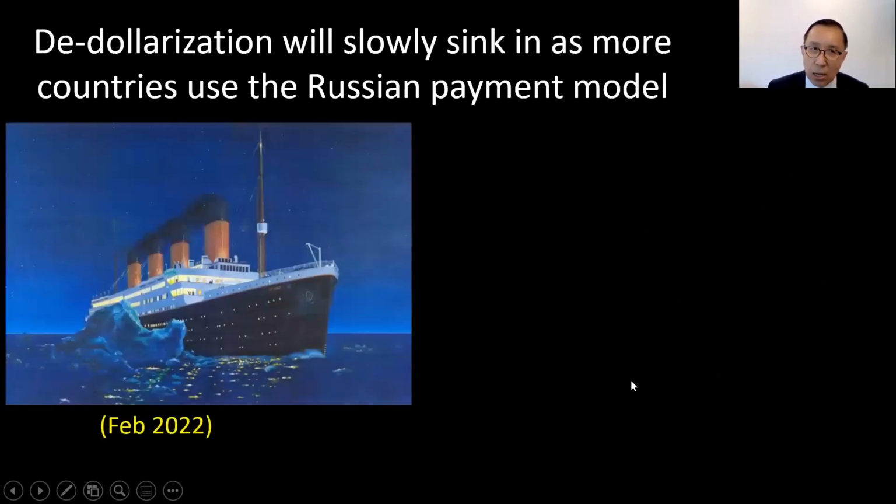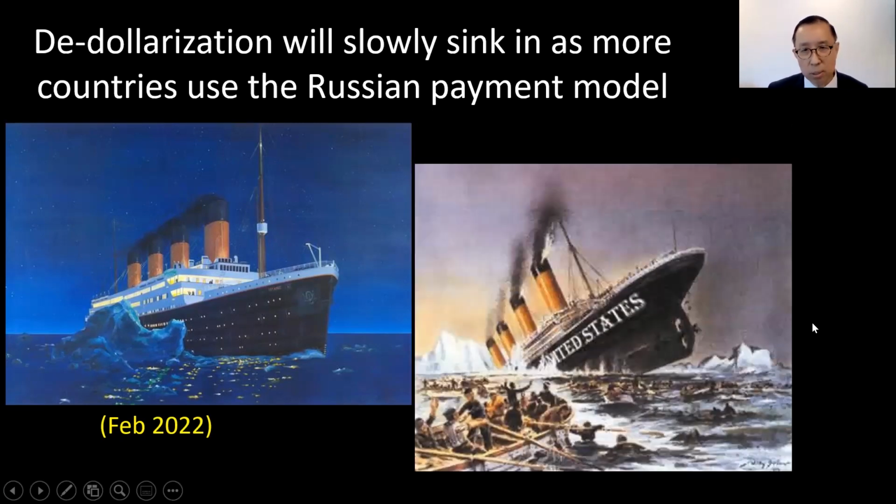This de-dollarization, a lot of people don't realize it, but it will slowly sink in. See, it's just like the ship. The ship has struck the iceberg. Some people will say, no, the ship is still afloat. Yeah, water is rushing in, but the ship will still stay afloat. I don't think so. As the months go on, the ship will sink.